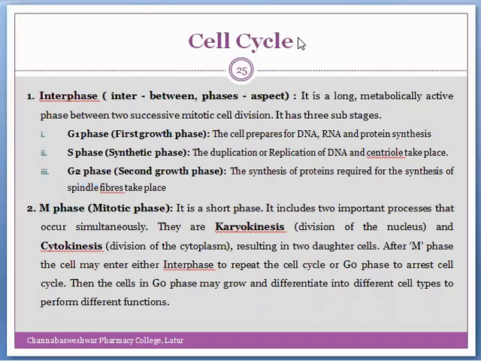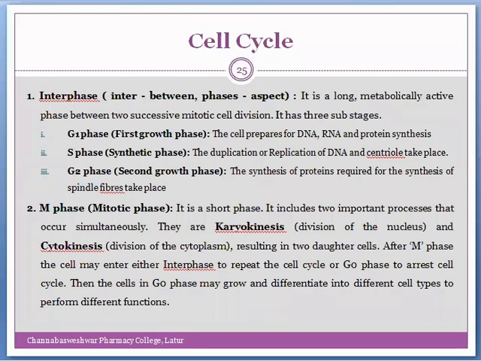Then the second subphase, S phase, is known as the synthetic phase. During the synthetic phase, the duplication or replication of DNA and centriole takes place. Then the third subphase, G2 phase, is known as the second growth phase. In that, the synthesis of proteins, which is required for the synthesis of spindle fibers, takes place in the G2 phase. So this is about interphase.